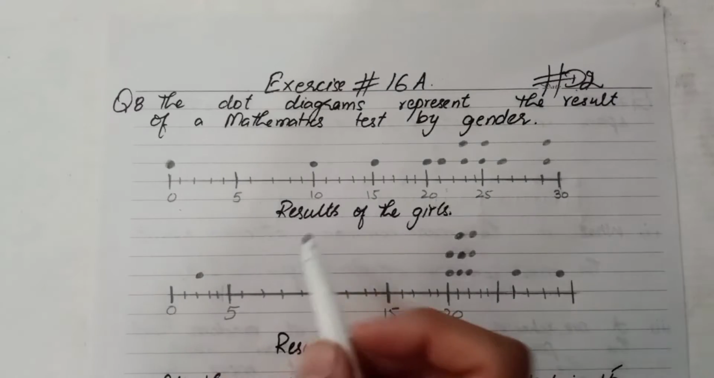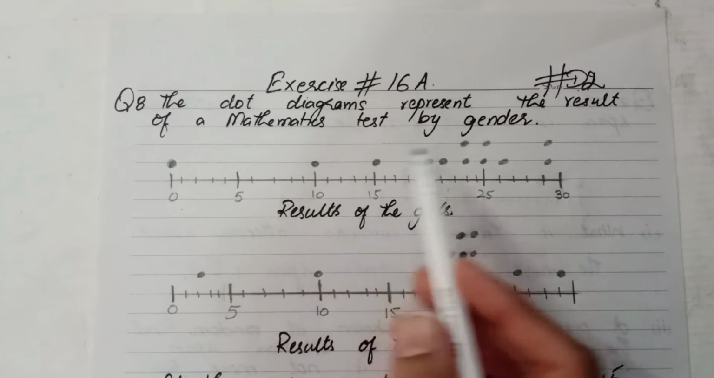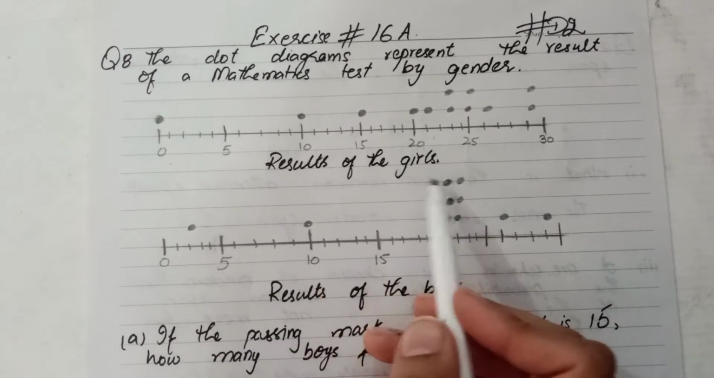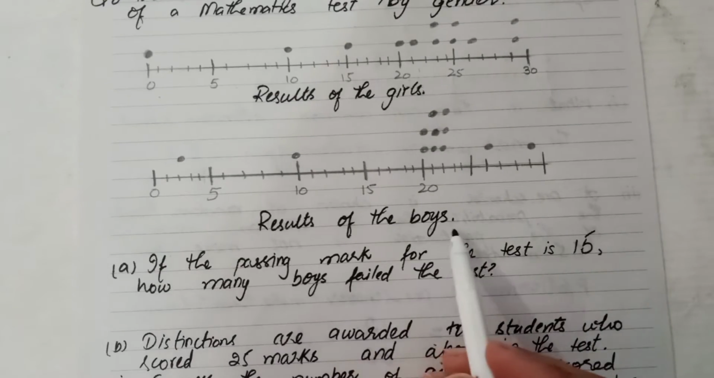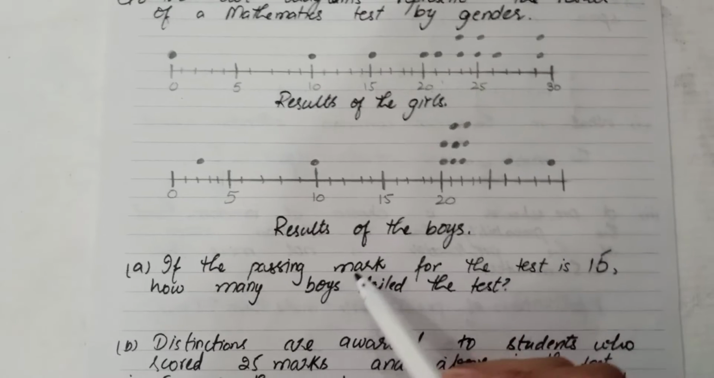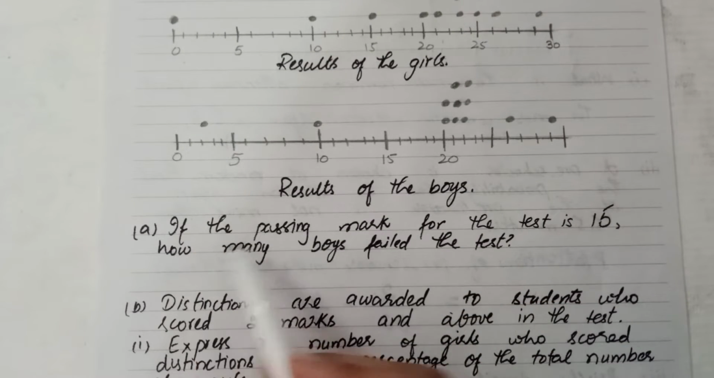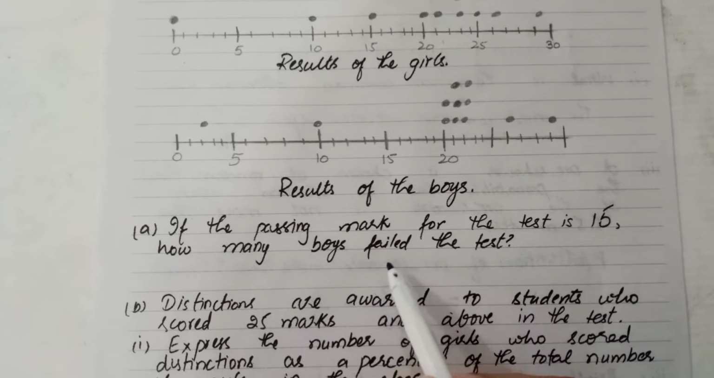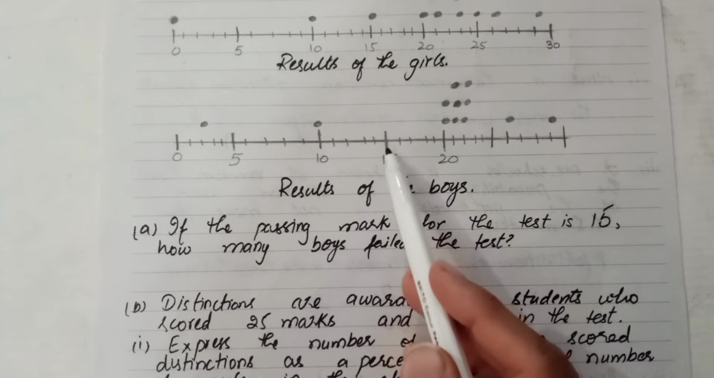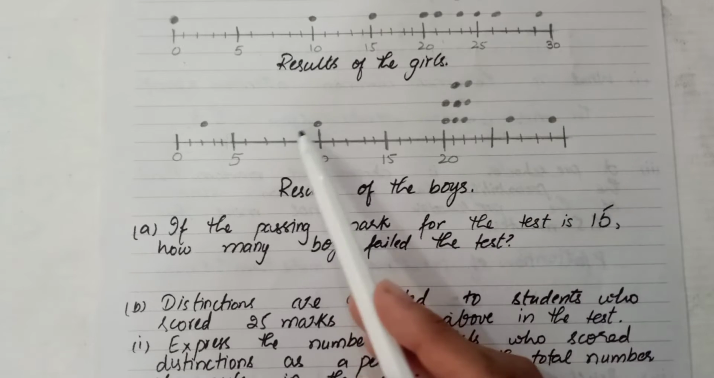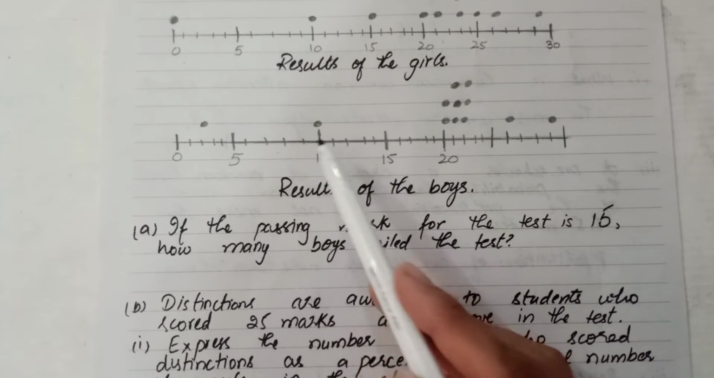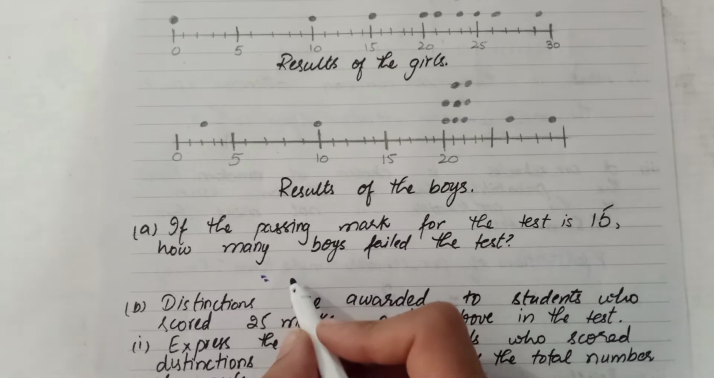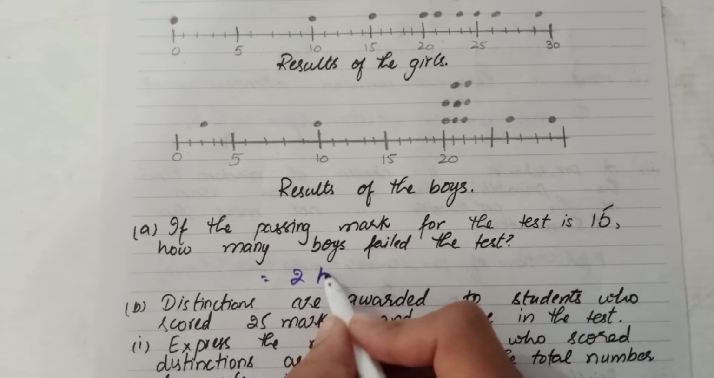Question number 8, the dot diagram represents the result of a mathematics test by gender. This is the result of the girls and this is the result of the boys. In part A, if the passing mark for the test is 15, how many boys failed the test? We go behind the passing mark, and this is 1 and 2. It means 2 boys failed.